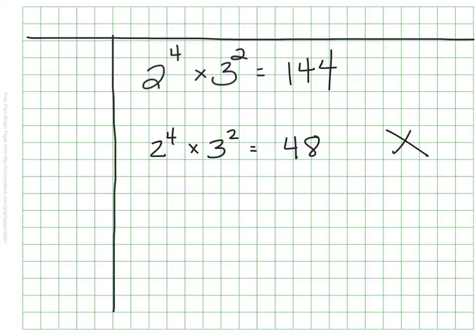What if we have someone named Thomas, right? And Thomas usually excels at math, but he struggles with exponents. And he says that 2 to the 4th power times 3 to the 2nd power is 48. Write down what you think he did incorrectly.